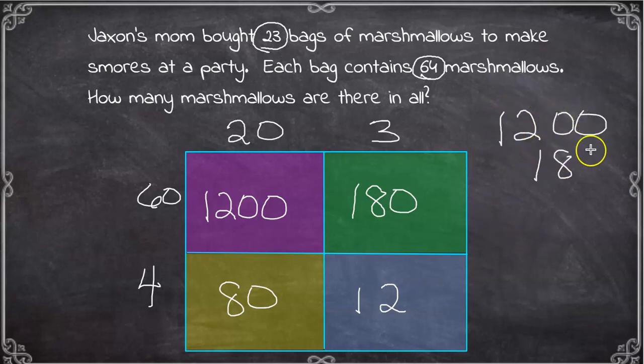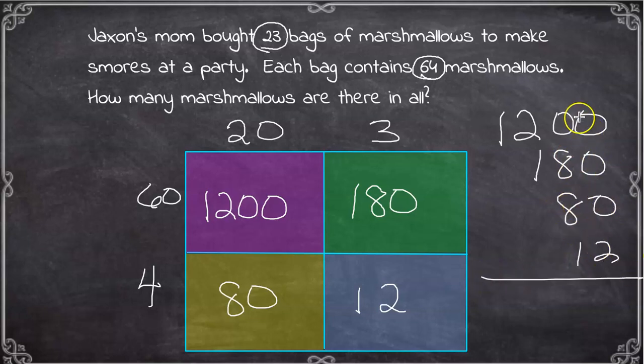Okay, that's going to be 2. 8 plus 8 plus 1 is 17. 2 plus 1 plus 1 is 4. And 1 plus 0 is 1. So the answer to the number of marshmallows that are in all is 1,472 marshmallows.